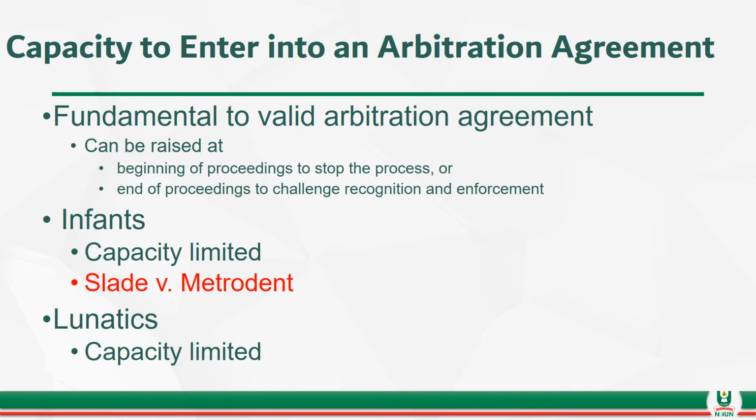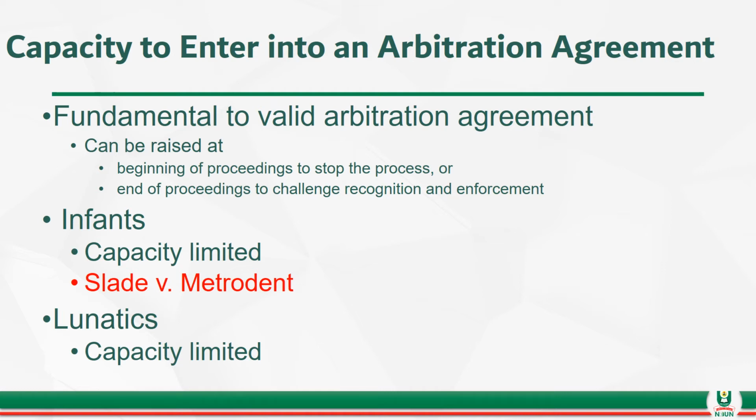Arbitration agreement. For an arbitration agreement to be valid, the parties must have capacity, right? Now take your mind back to your contract law. Capacity means they must be capable of entering into that agreement. So let's look at particular categories. Of course, infants lack capacity in many cases, except where the contract is for necessaries.